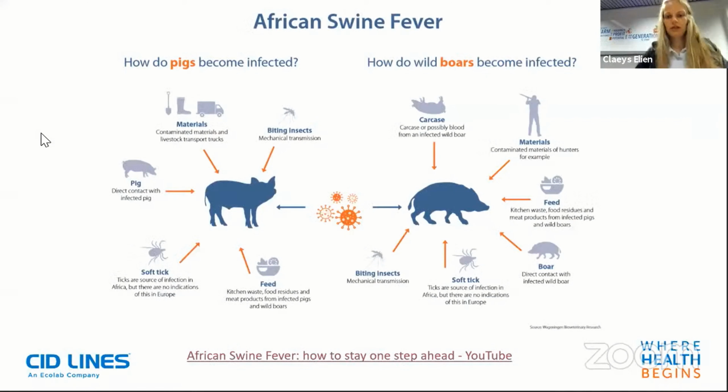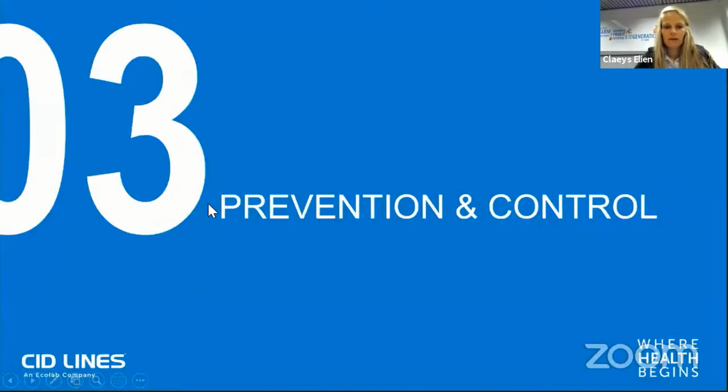I will just change screen again. You should see the transmission routes again. So to go further, we go to prevention and control, because that's a really important part.